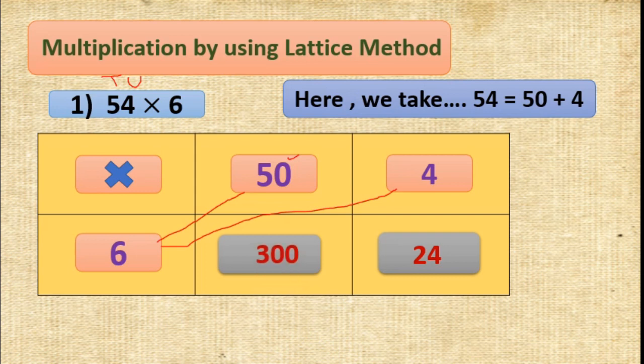Here 300 I got and 24. Now I will add these two numbers. 300 plus 24. Okay, what is the answer here? 300 plus 24 is nothing but 324. This is the product of 54 multiplied by 6. We used here the lattice method. It is very easy, isn't it? One more we will do like this one only.